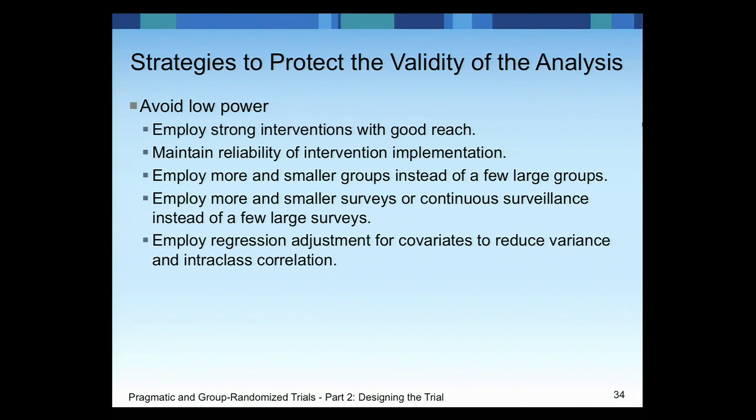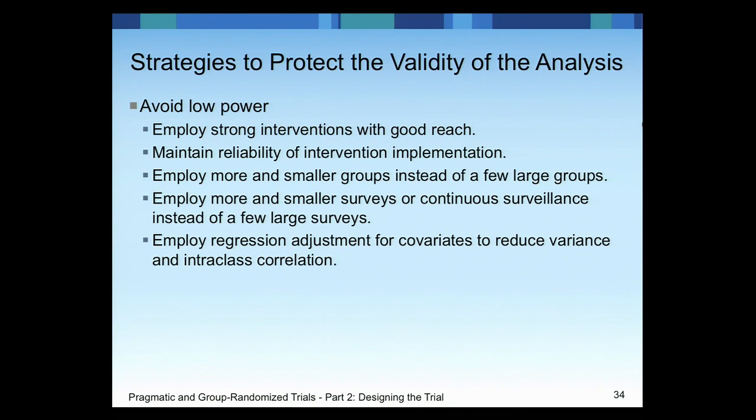It would have been far smarter to have had a lot more communities that we were randomizing, with collecting much less data from each of the communities. In parallel, you can employ more and smaller surveys or continuous surveillance instead of just a few large surveys, and that lets you model time in greater detail. That's particularly important if you think you're going to have an intervention effect that's going to develop gradually or fade over time after you pull out of the study.